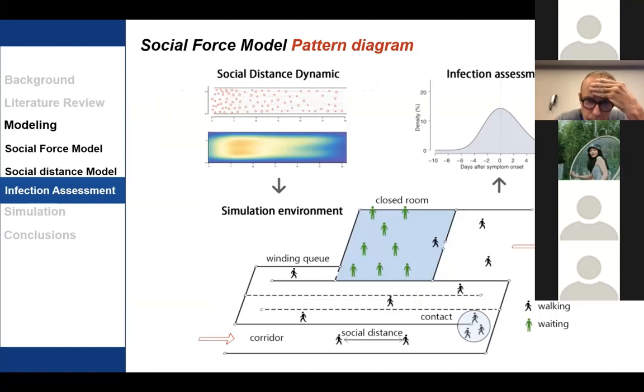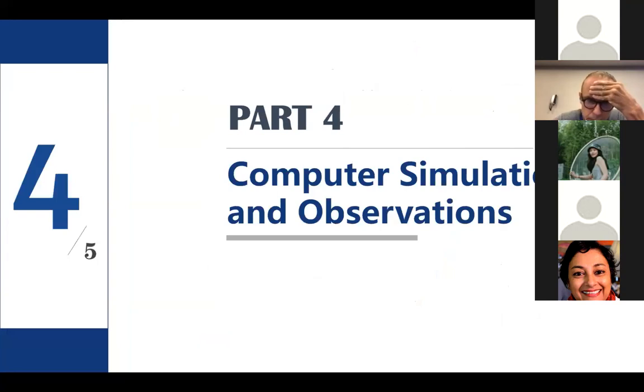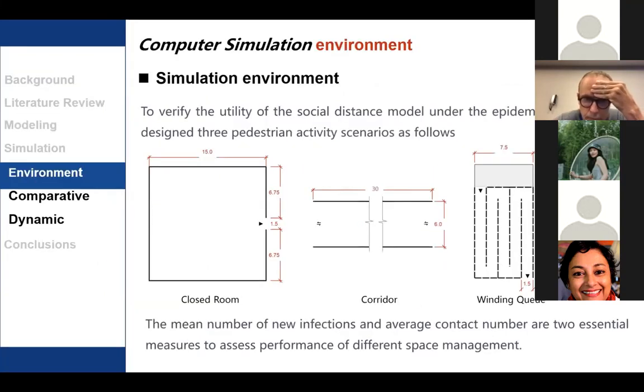Contacts between the infected and susceptible pedestrians were collected by the social distancing pedestrian dynamic and then utilized to estimate the proportion of newly infected numbers in different spatial configurations. To verify the utility of the social distance model under the epidemic situation, we designed 3 pedestrian activity scenarios as follows.